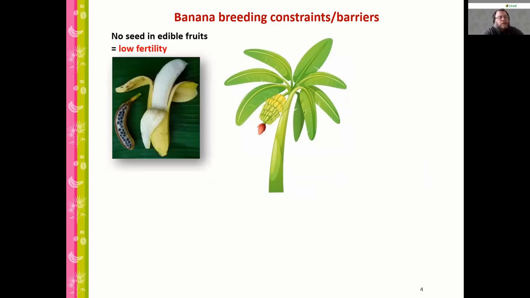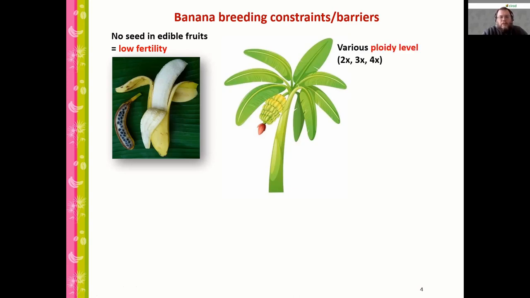So the consumed bananas have no seeds, because it's very difficult to eat fruit with seeds. I hope you see the pointer. On the left of the pictures, you can see a wild fruit with lots of seeds inside. And on the right part, it's a Cavendish fruit. So you can see if you have too many seeds, it's difficult to eat. So we have to work with cultivars with very low fertility. So it's quite difficult to make crosses with that.